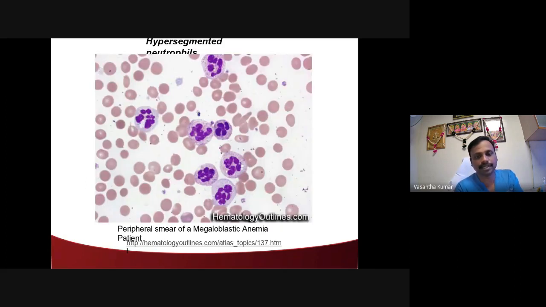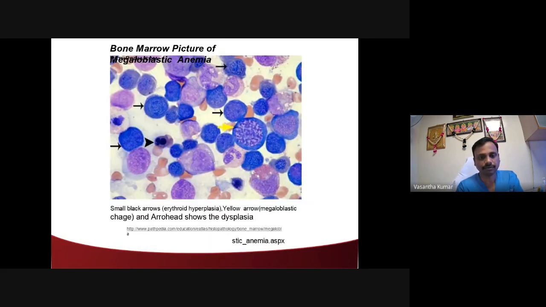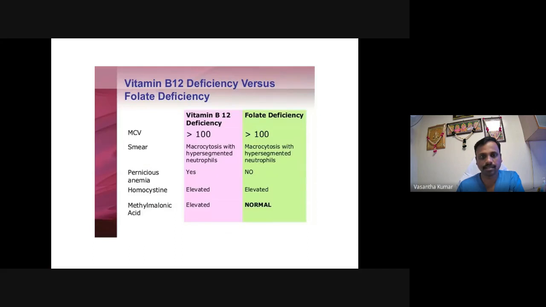So you can see these neutrophils. There is hypersegmentation, which has multiple lobes, around 5 to 6 lobes. More than 5 to 6 lobes will be present in the peripheral smear of megaloblastic anemia patients. In this slide, you can see the small black arrows. There is erythroid hyperplasia, and the yellow arrow indicates the megaloblastic changes, and arrowheads show the dysplastic blood cells.